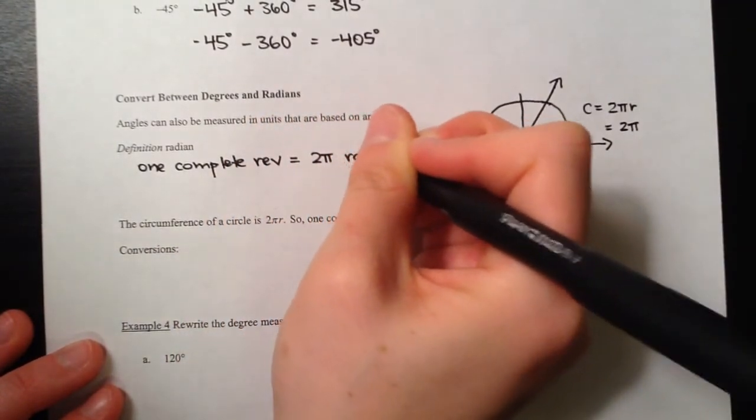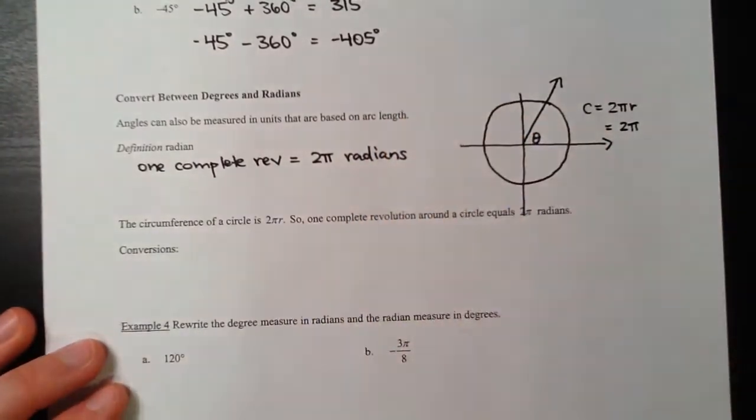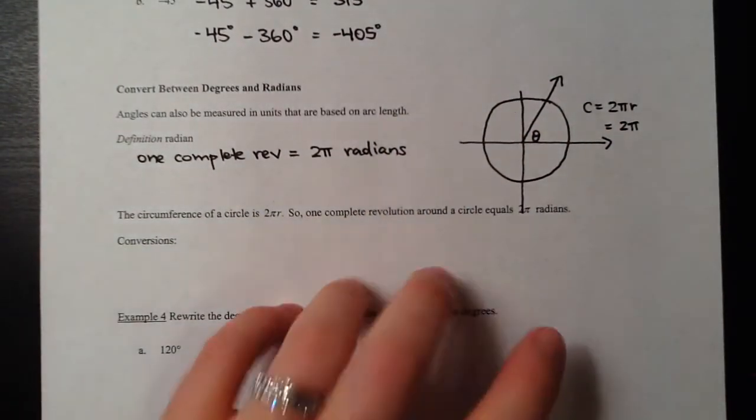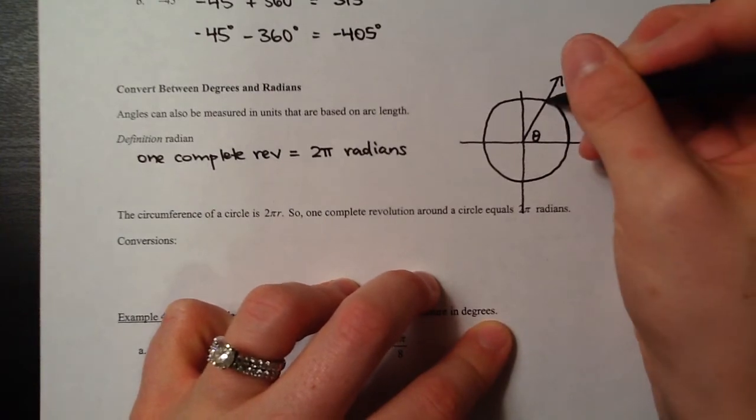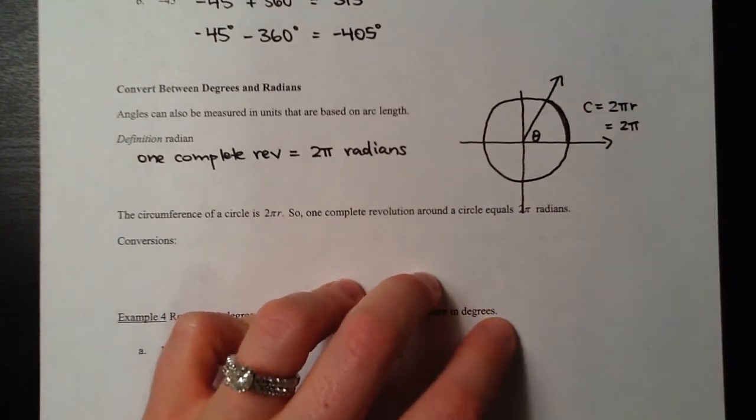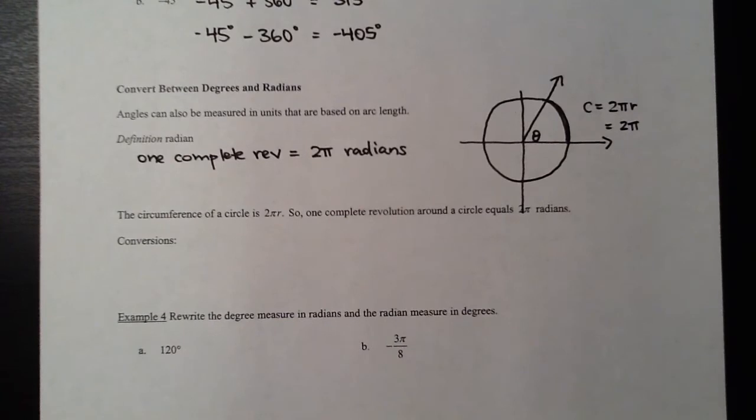So 1 complete revolution would be 2 pi radians. It's a measure of arc length, and arc length would be whatever measurement this is here. This measurement right there would be your arc length. Like I said, if you went all the way around, the arc length would be the circumference, which, if my radius was 1, would be 2 pi radians. So 1 complete revolution is equal to 2 pi radians.